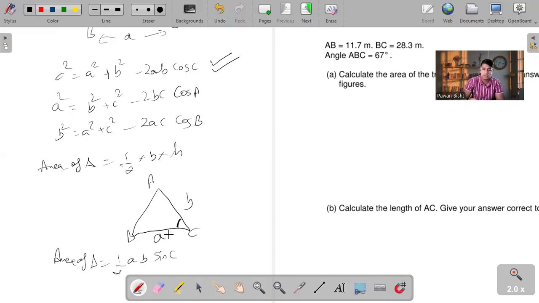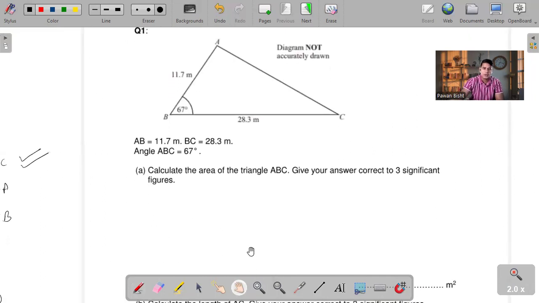So when you are solving questions, the calculator should be with you. Now let's just start with the question. Question number 1 here. We read the question and identify which formula we apply: sine rule, cosine rule, or area of triangle.